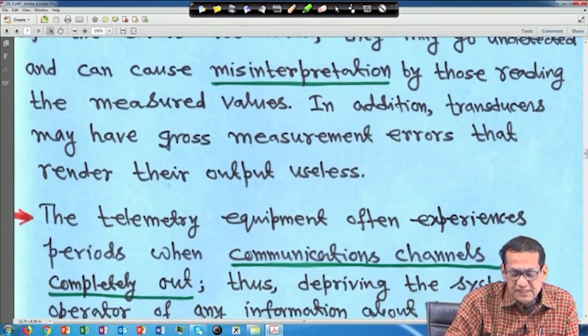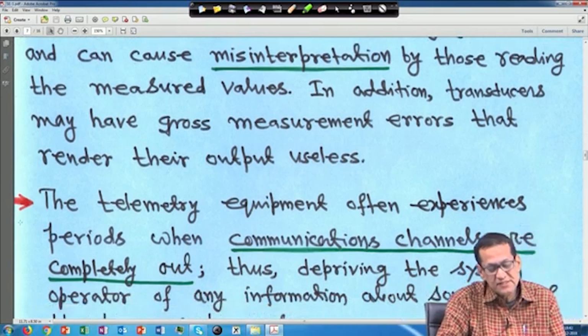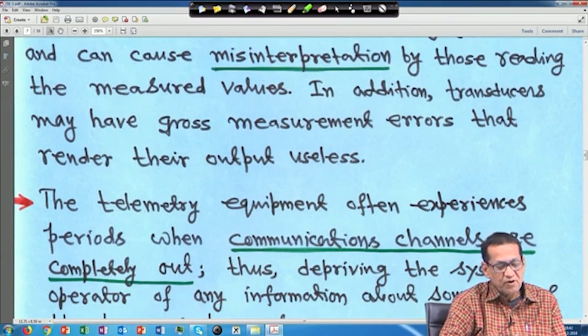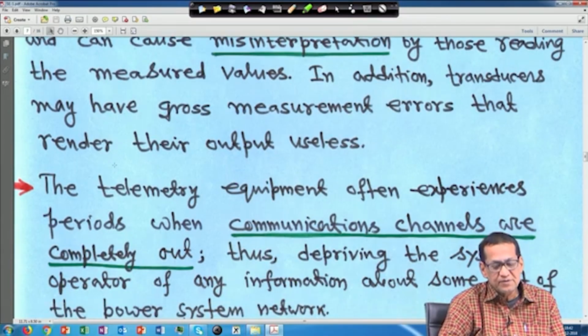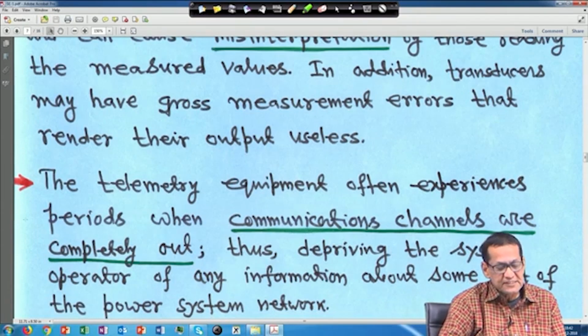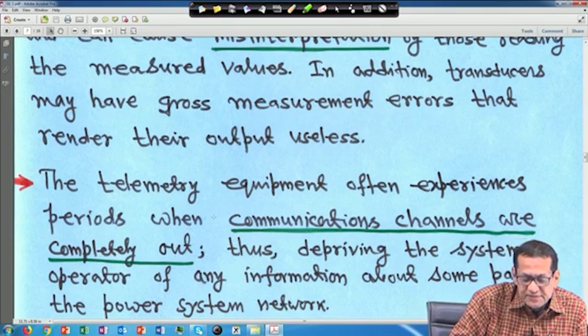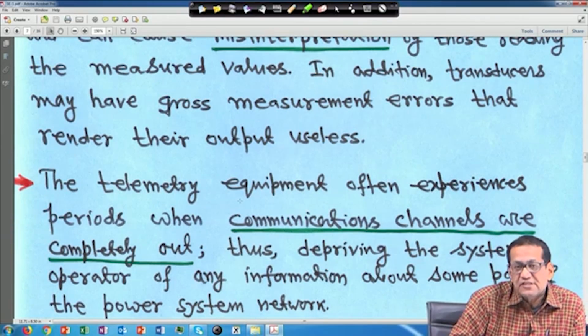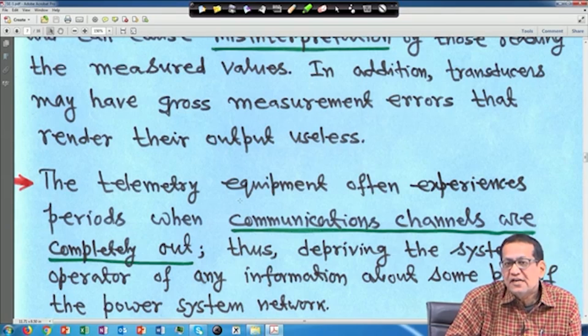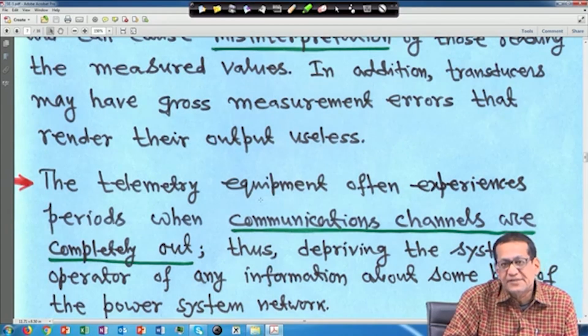The telemetry equipment often experiences periods when communication channels are completely out. This is another problem, thus depriving the system operator of any information about some part of the power system network. That is due to communication channel failures, because data has to be transmitted to the control center.